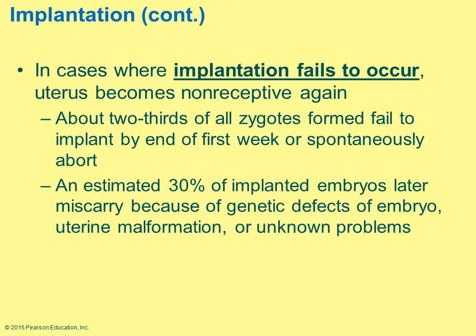Why does this happen? It may be due to genetic defects of the embryo. It may be due to some defect with the uterus, where the endometrial layer is not formed properly, or there may be no reason whatsoever that you can detect initially for why this has happened. Oftentimes, because this is happening within the first week and a half after fertilization has occurred, the woman doesn't even realize that she is pregnant.